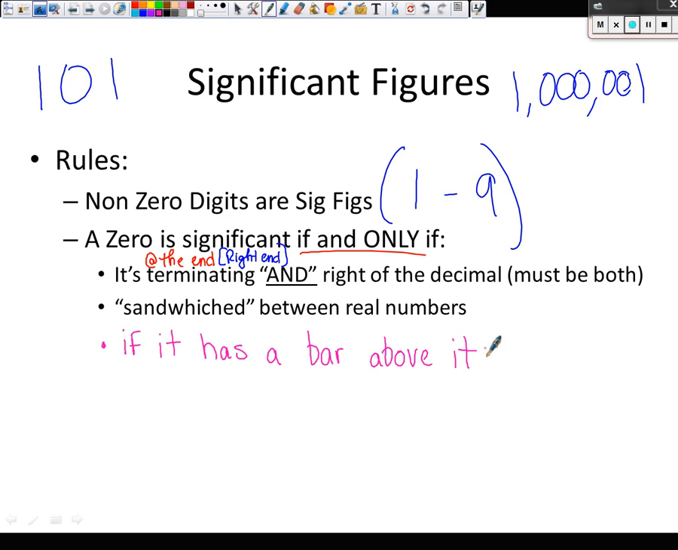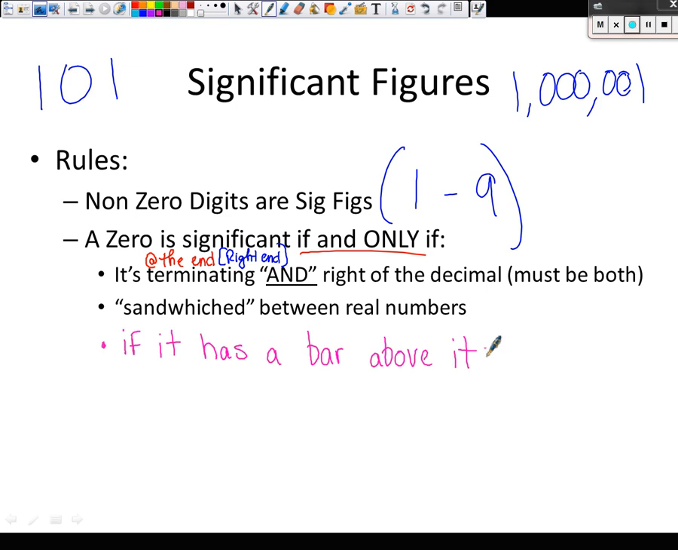In the past, I've realized that this has come into play a little bit, and I never really focused on it, but I've finally succumbed to the issue this year, and I'm going to teach it. If you see a 0 and you see a bar above it, we're going to count that 0 as significant. Now, here's the problem.